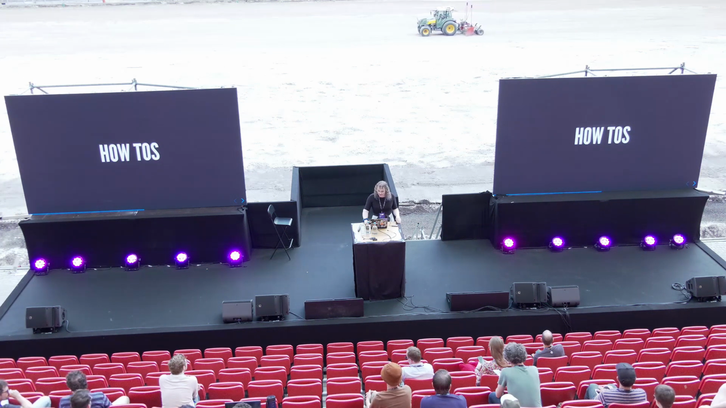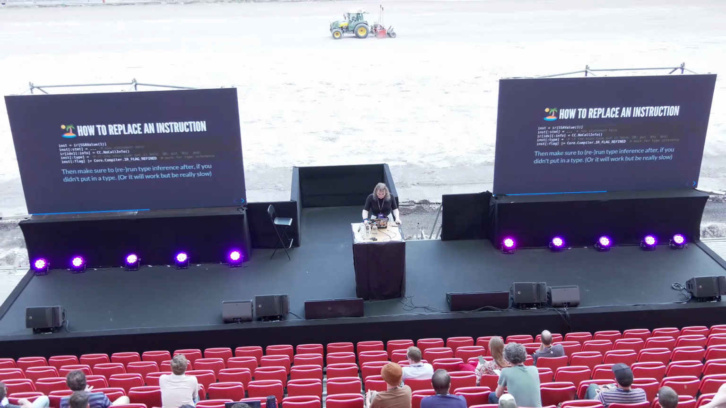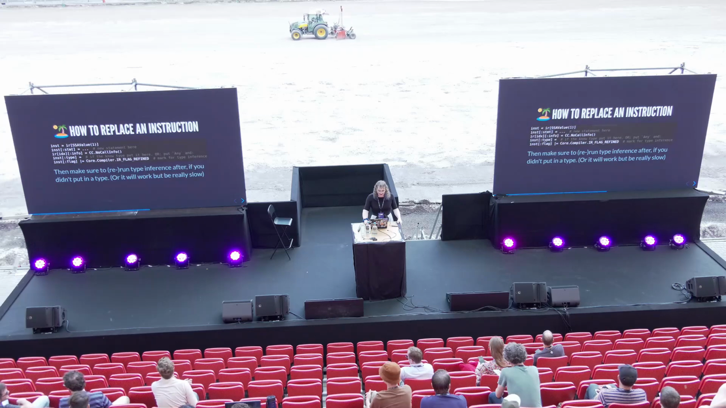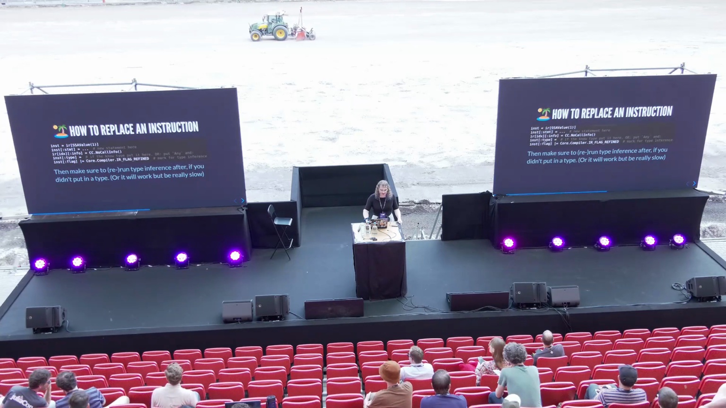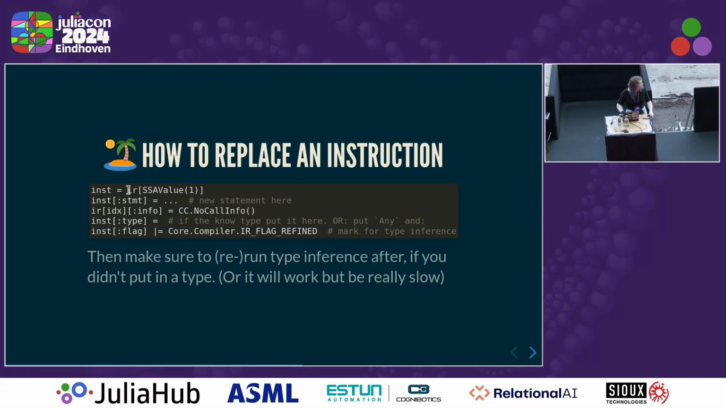So, on to how to do things with this structure. A basic thing you might want to do is replace an instruction. To do that, we're going to get out the instruction by indexing the IR object with the SSA value. Now we're going to change the statement to be some new statement here. We're just going to set the info field there to no call info because we're not doing anything special.